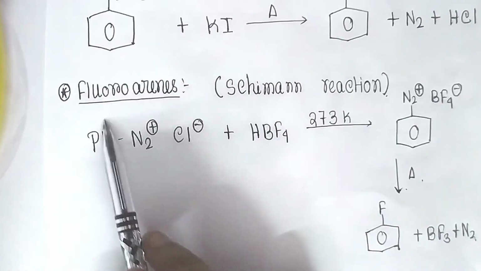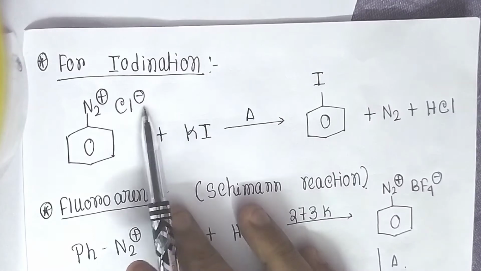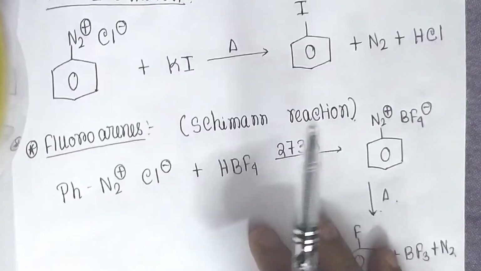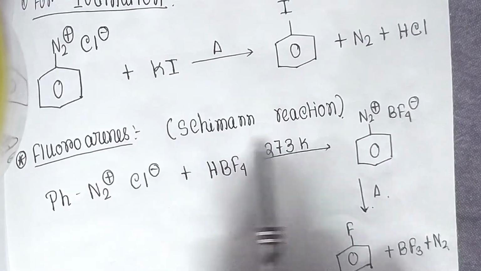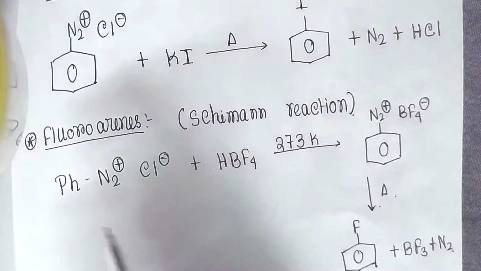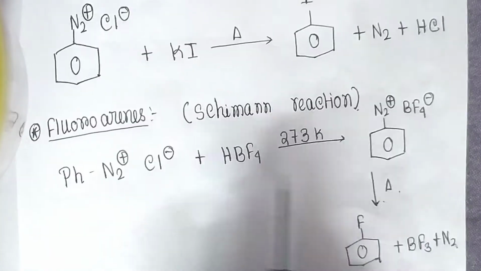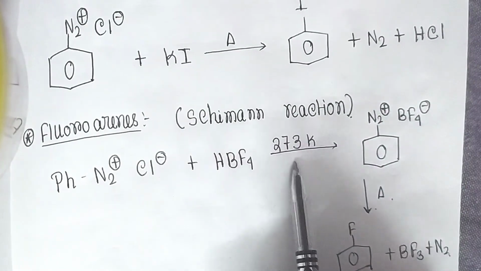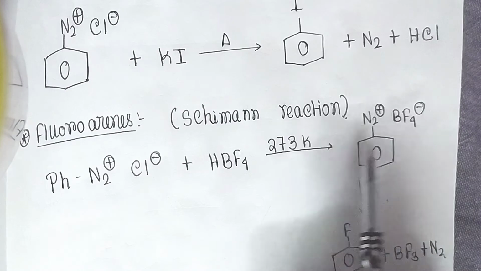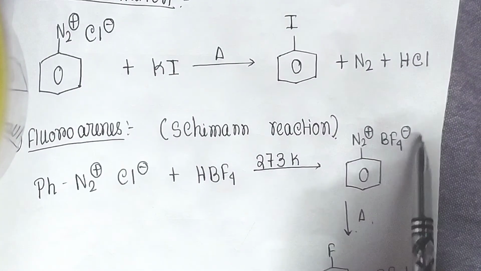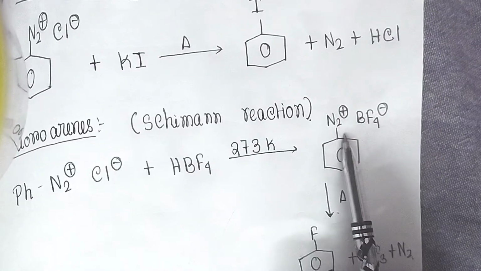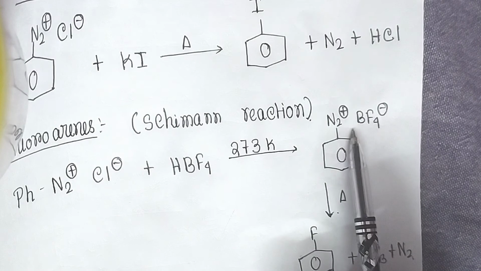Next is fluoroarenes. We have learned about chloroarenes, bromoarenes, and iodoarenes, so now the last part is fluoroarenes. This type of reaction is called Balz-Schiemann reaction. If you take this diazonium chloride and react it with fluoroboric acid, at 0 degree temperature it would transform itself to this, right? This HCl would get out, so it would form N2 plus BF4 minus.